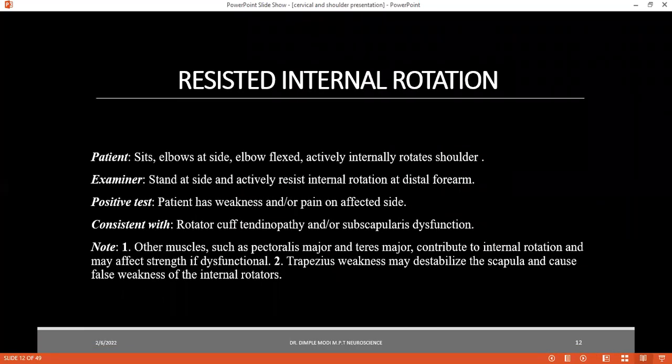Resisted internal rotation, same sitting position. Now you have to resist the internal rotation. If there is a pain or weakness, there is a rotator cuff tendinopathy or a subscapularis dysfunction. Okay, and with that you have to keep it in mind.